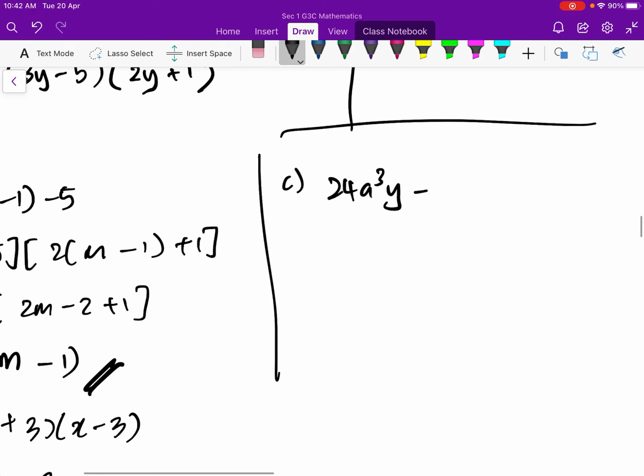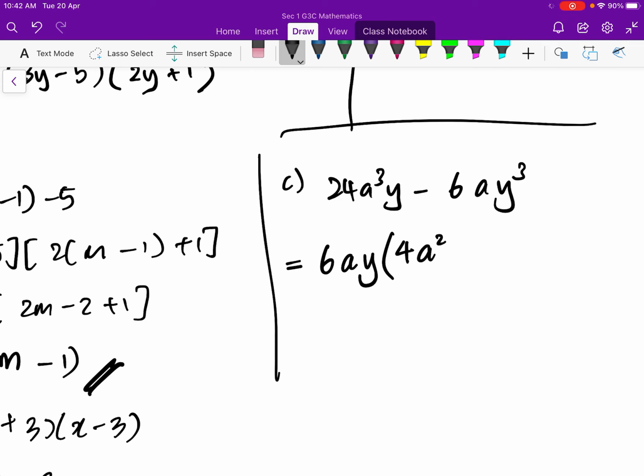24a cubed y minus 6ay cubed. Common factors: number-wise, we have 6. Letters, a. We also have y. And now we are left with, for the first term, 4a squared. The moment you write 4a squared, you must be very sensitive already. 4a squared can be written as 2a, the entire thing squared, because 2 squared is 4. Then on the other side, we have minus y squared.